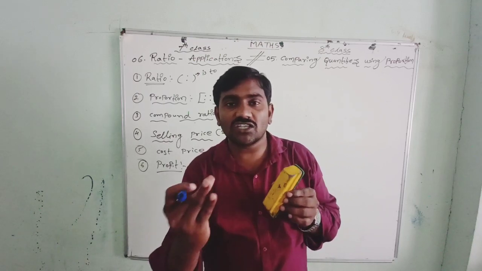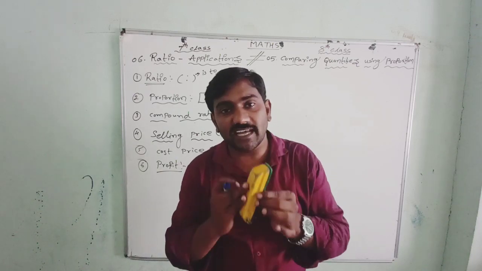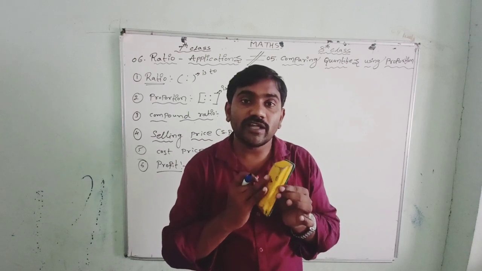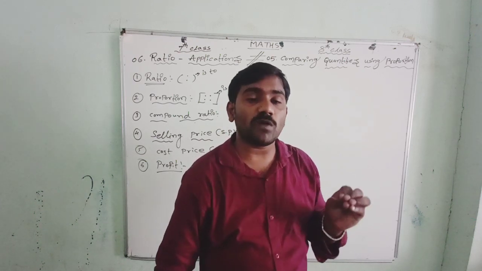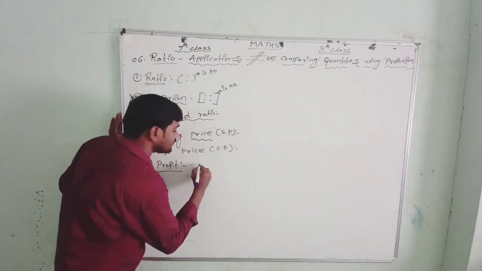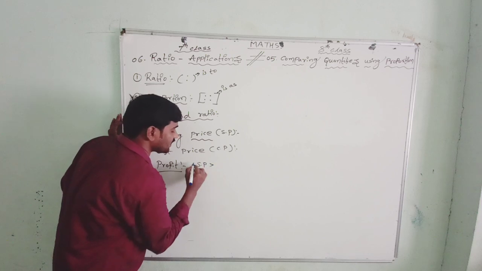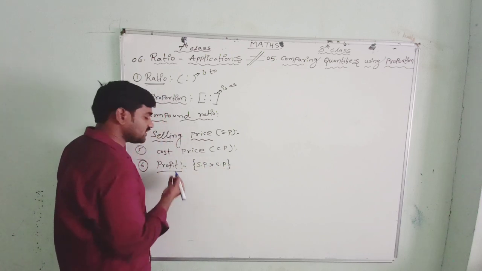How much profit? Selling price minus cost price. Selling price is 20, cost price is 10. That means I have 10 rupees profit on this duster. A seller is said to be in profit when selling price is greater than cost price. That's what I will write here. When selling price is greater than cost price, they are in profit.